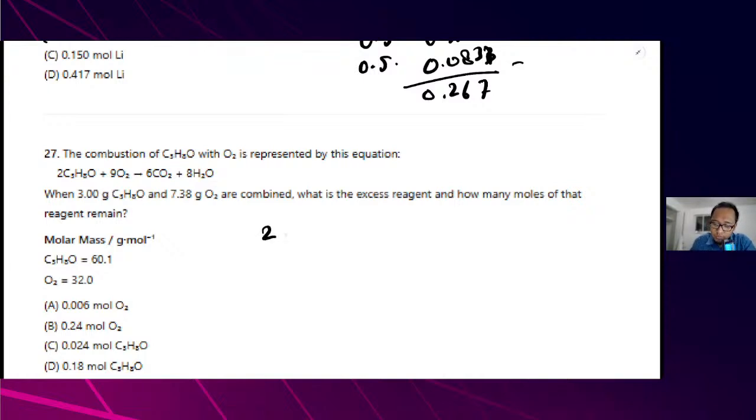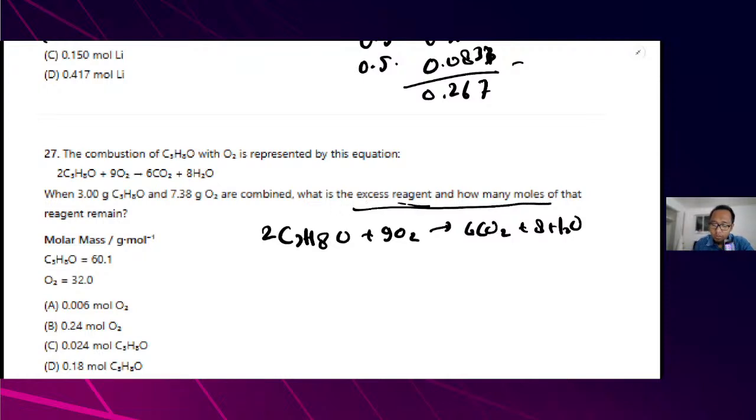So 2C3H8O, how many of this one? Yeah, 8O plus 9O2, and then becoming 6CO2 plus 8H2O. And then how much of the excess reagent remains? What is the excess reagent and how many moles of that reagent remain?